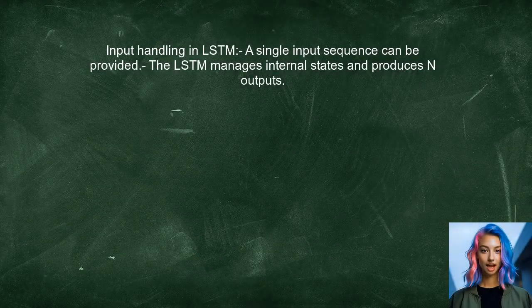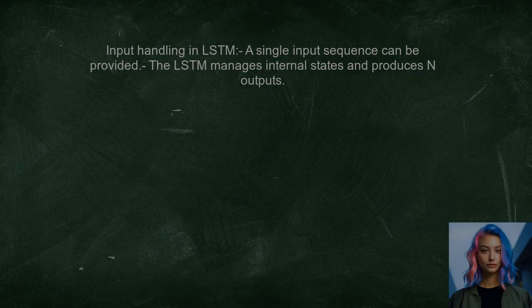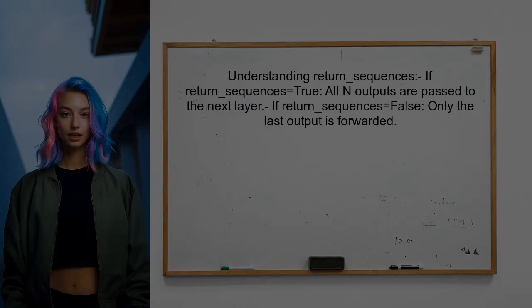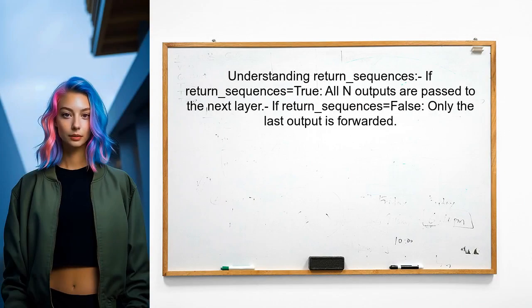Regarding the input, the user can provide a single input sequence. The LSTM will handle the internal state and produce the n outputs without needing to manually create lagging input variables. Finally, the user is correct about the return sequences argument. If set to true, all n outputs are passed to the next layer. If false, only the last output is forwarded.